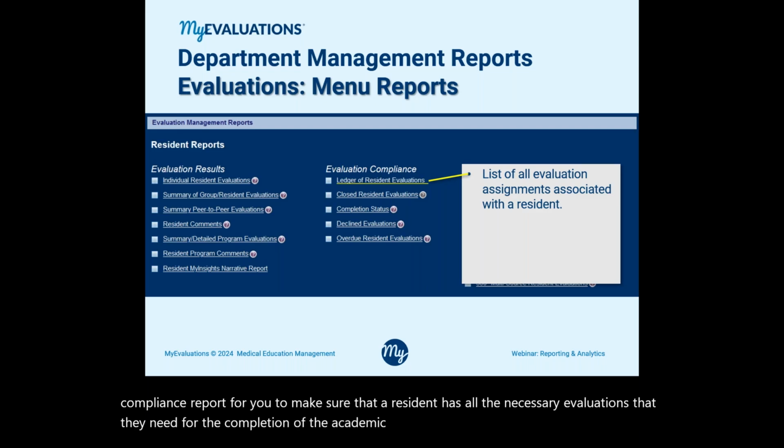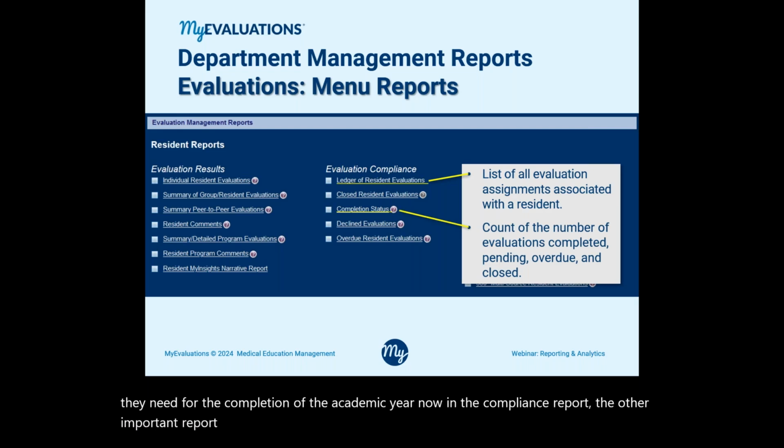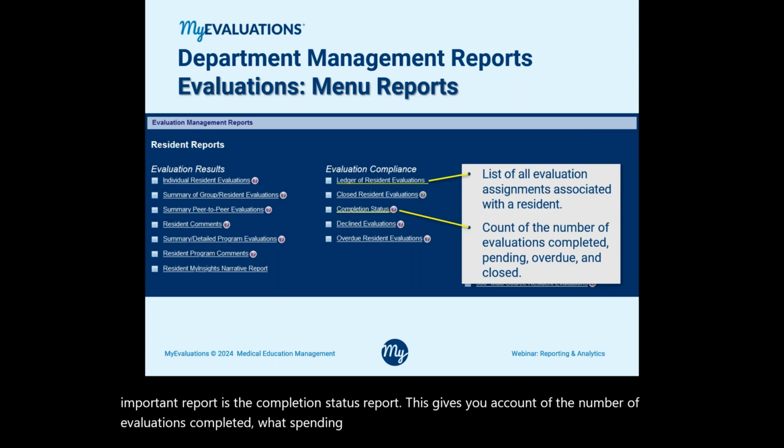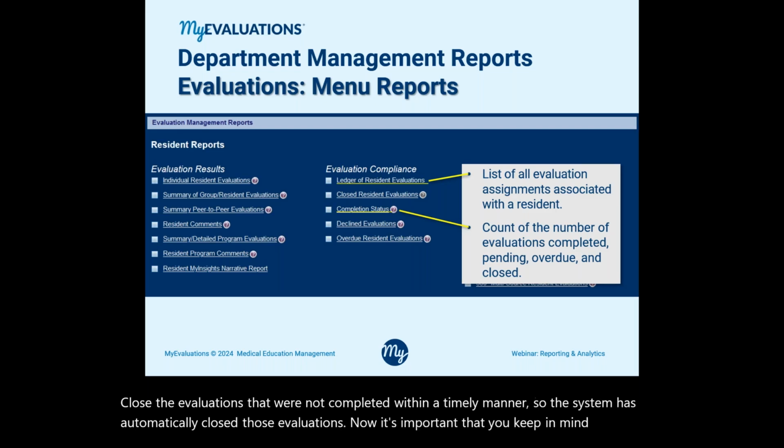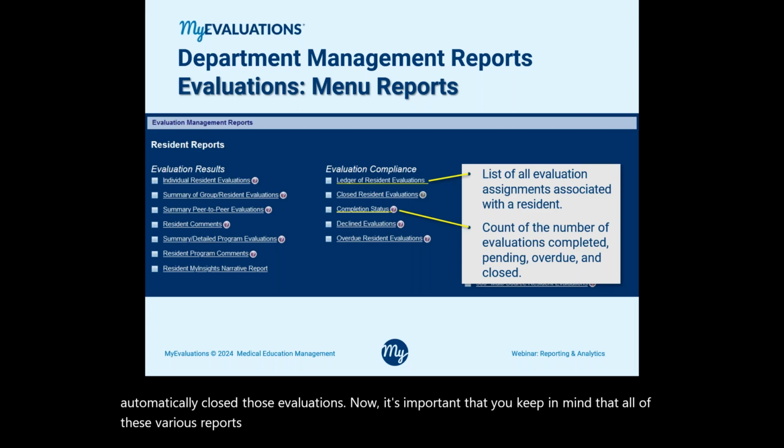Now, in the compliance report, the other important report is the completion status report. This gives you a count of the number of evaluations completed, what's pending, what's overdue, and what has been marked as closed. Closed being evaluations that were not completed within a timely manner, so the system has automatically closed those evaluations.